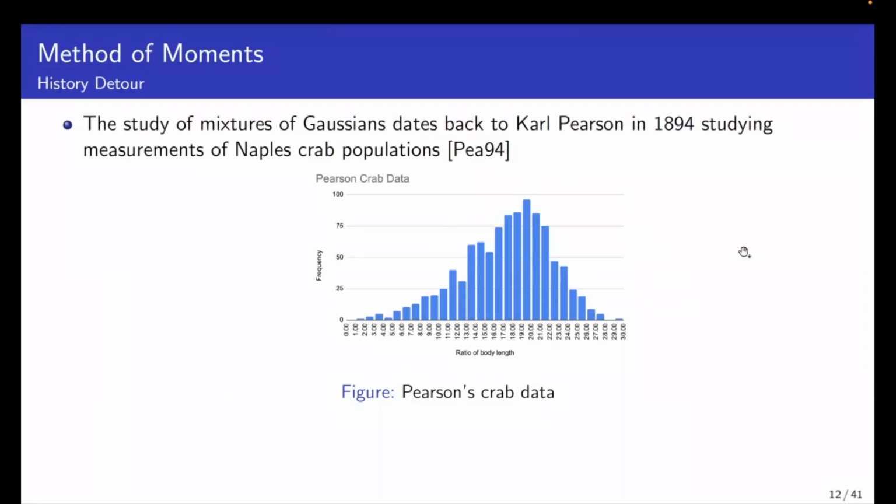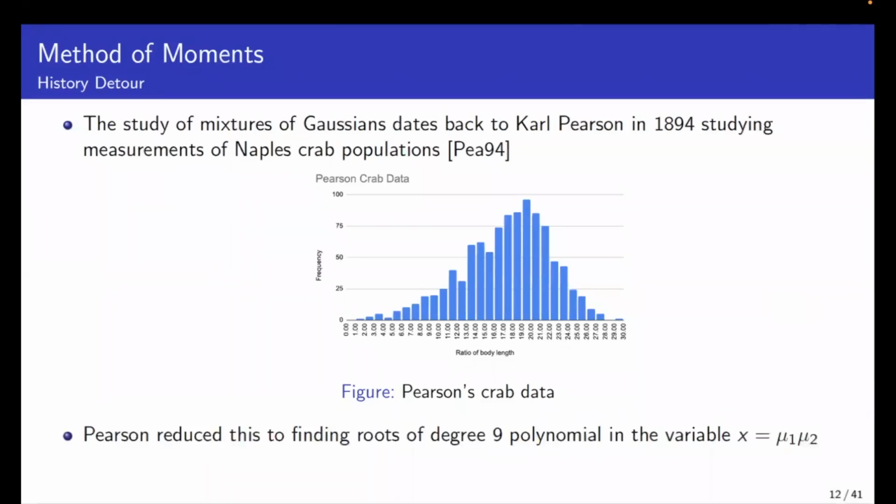As he collected his data, he got the following histogram. And what he observed is that this didn't look quite Gaussian, right? It's a little bit skewed to the right. So he conjectured that he actually wasn't observing a single population of Naples crabs, but 2 separate subpopulations. He proposed using the method of moments to recover the parameters of the individual subpopulations.